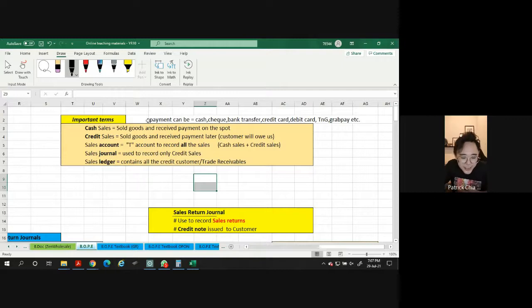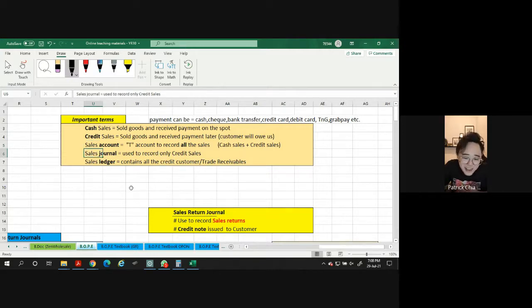Once again, cash sales is when you sell something and you receive money straight away. Credit sales is sell and receive money later. That's why you have a trade receivable account, because they owe us money now. Sales account is all sales. We don't care whether it's cash sales or credit sales, you record inside this T account. It's called the sales account.